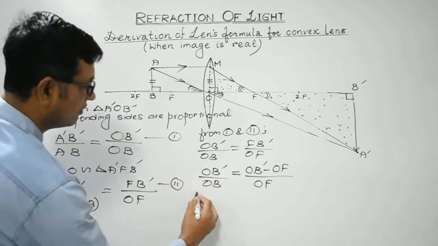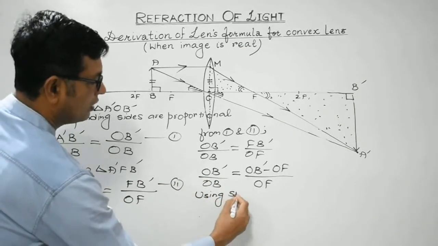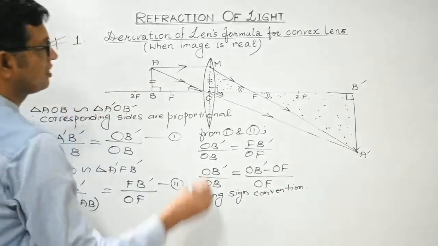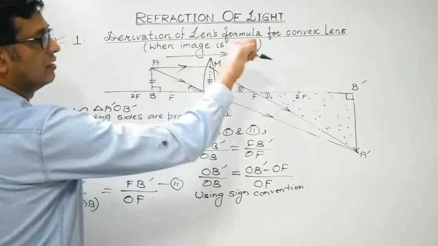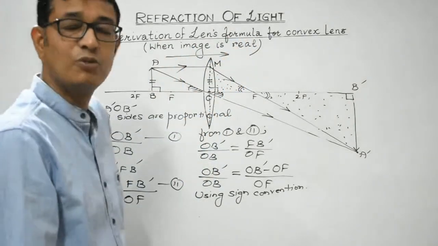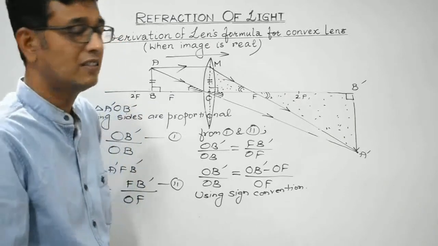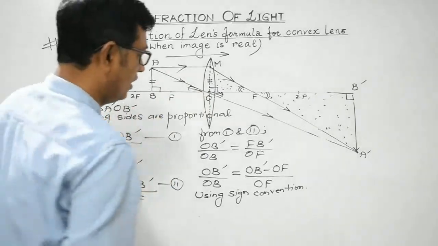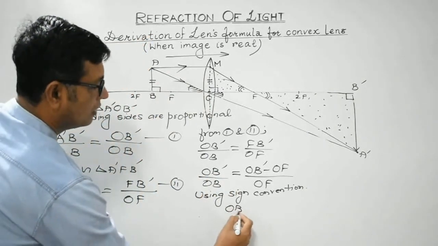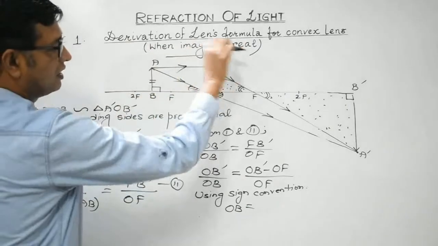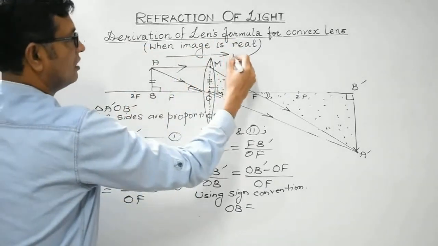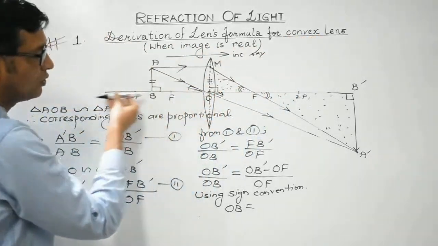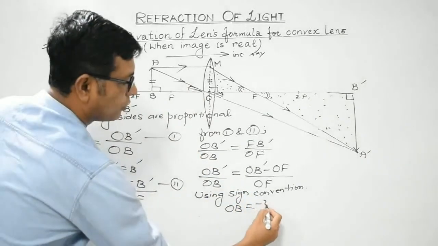So let's make use of Sign Convention. We are all aware, all the distances measured along the direction of the incident ray from the optical center are to be taken as positive. Else, the distances measured from the optical center against the direction of the incident ray are to be taken as negative. So OB, it's measured against the direction of the incident ray. This is the incident ray from left to right. So OB is measured from right to left. So obviously it is to be taken as negative.